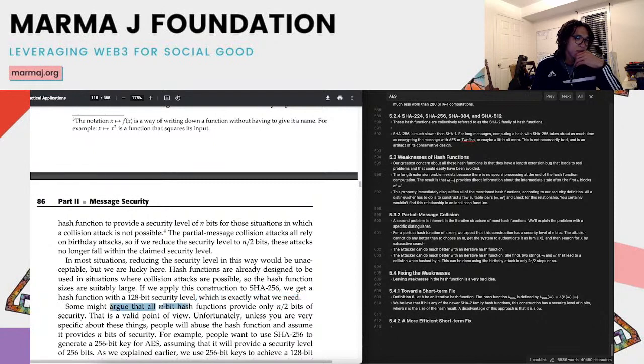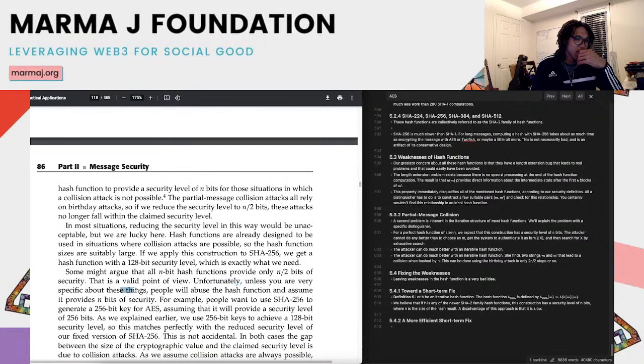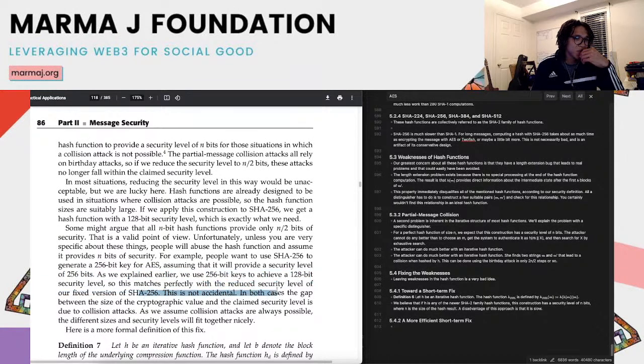Some might argue that all n-bit hash functions provide only n over 2 bits of security, and that is a valid point of view. Unfortunately, unless you are very specific about these things, people will abuse the hash function and assume it provides n bits of security. For example, people want to use SHA-256 to generate a 256-bit key for AES, assuming that it will provide a security level of 256 bits. Obviously, it will only be half. Anyway, earlier we used the keys for security, so this matches perfectly with the reduced security level. It is not accidental in both cases.